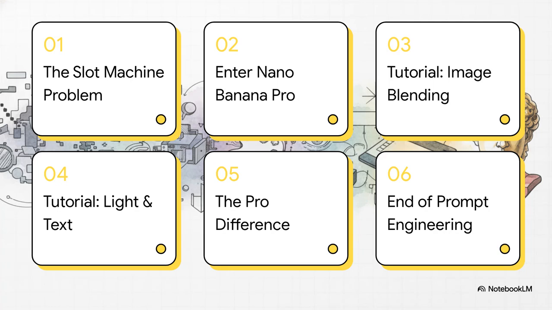So here's the game plan for today. First, we're going to really unpack that slot machine problem. Then we'll introduce Nano Banana Pro, and I'll walk you through 2 quick tutorials on its most powerful features. After that, we'll see how it stacks up against the competition, and finally talk about what this means for the future and why it might be the end of prompt engineering.